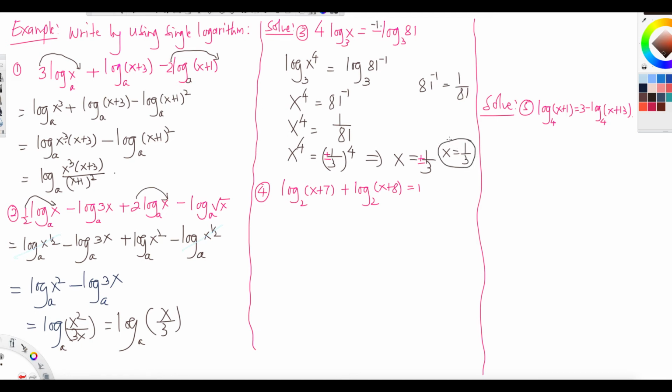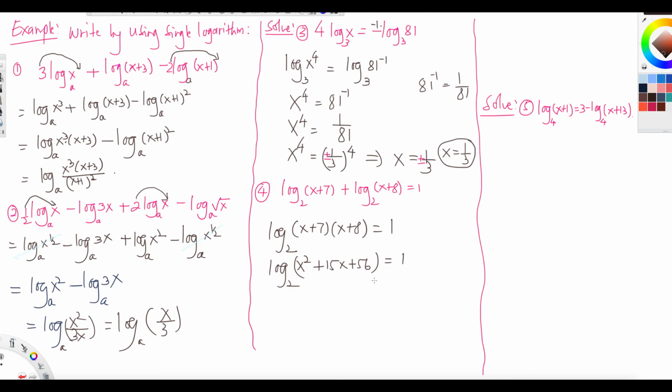Okay. Let us do example number 4. The good thing here is the left side logs are free from coefficients. So they are ready to combine. So you can write log base 2 of x plus 7 times x plus 8 equals 1. If you simplify, what do you get? Log base 2 of x squared plus, if you FOIL this, you will get 15x plus 56 equals 1.